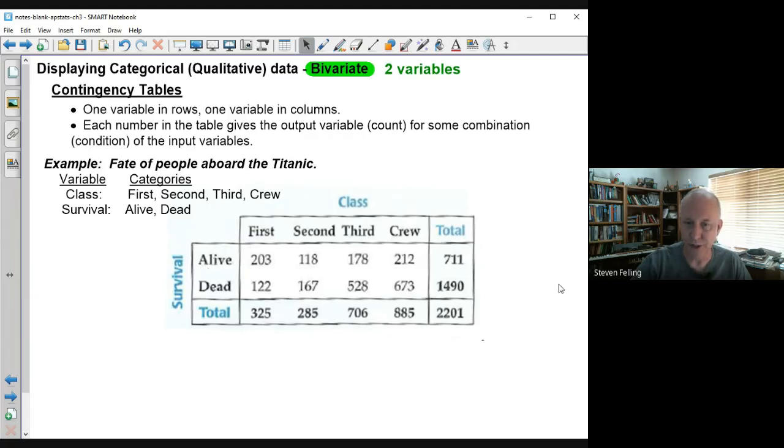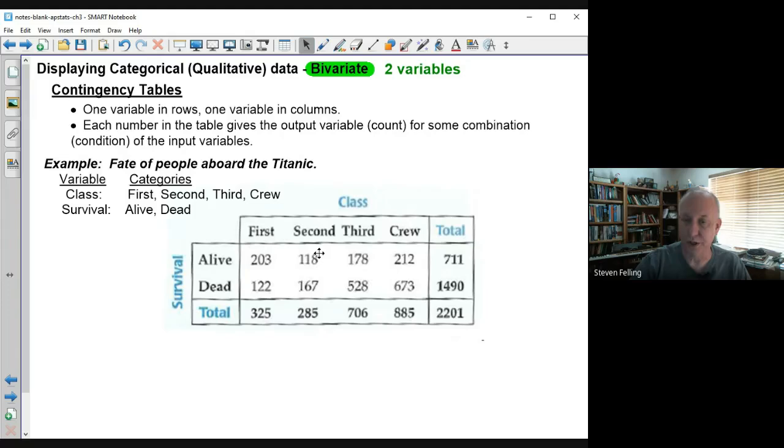One variable is written in the rows. So the survival variable here, this is the fate of the people aboard the Titanic. And so there's a categorical variable survival, which has two categorical values, alive and dead. And so each row is about one of those conditions, right? And then there's another categorical variable called class, which is what type of person are we talking about? First class passenger, second class, third class passenger, or a crew member, right?